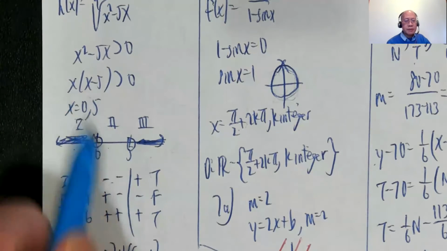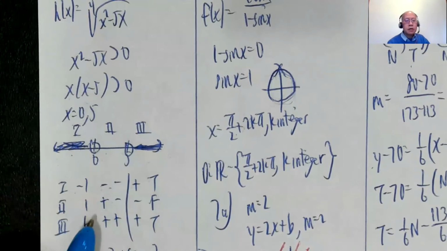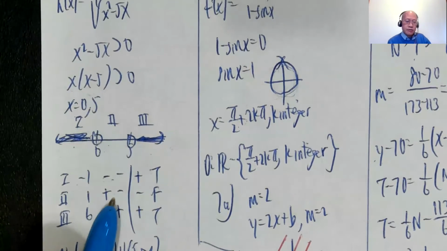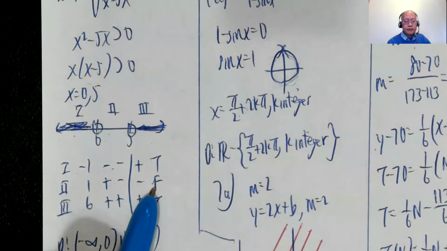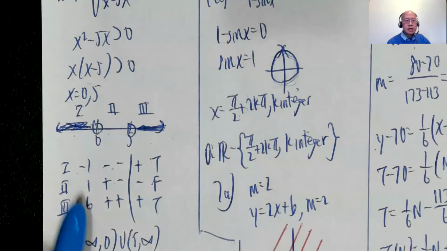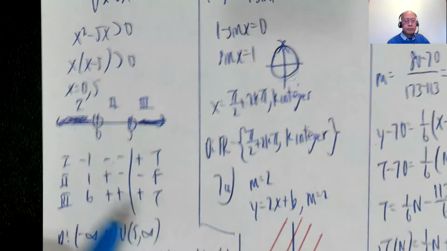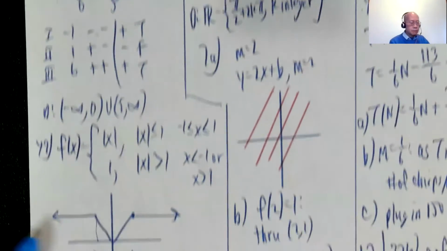Negative 1 gives me a negative times a negative, which is positive. Positive greater than 0 is true. Shade that in. Plug in 1. 1 is positive. 1 minus 5 is negative. So the product is negative. Negative greater than 0? No, that's false. Don't shade this in. Region 3, plug in 6. 6 times 6 minus 5, positive, positive, positive, true. So the domain is negative infinity to 0, parenthesis, union, parenthesis, 5, comma, infinity.